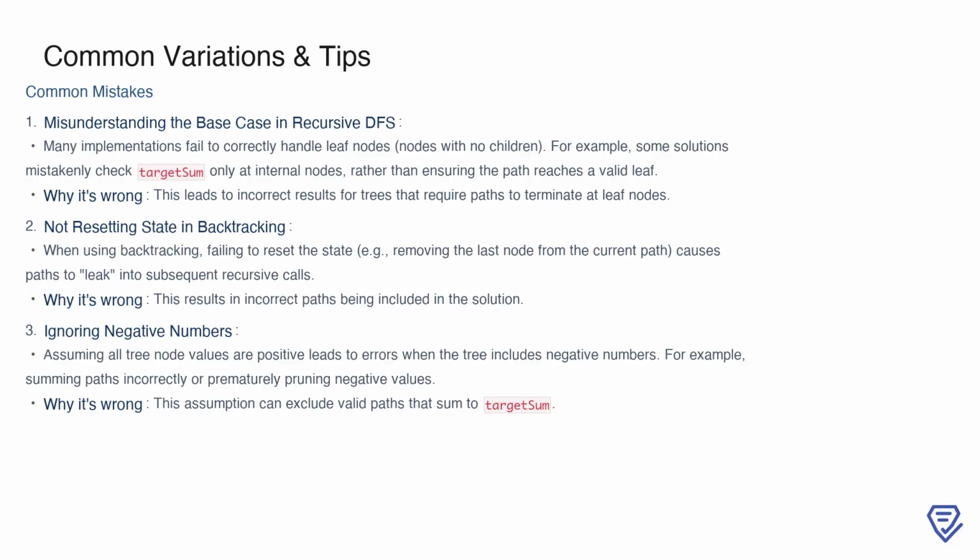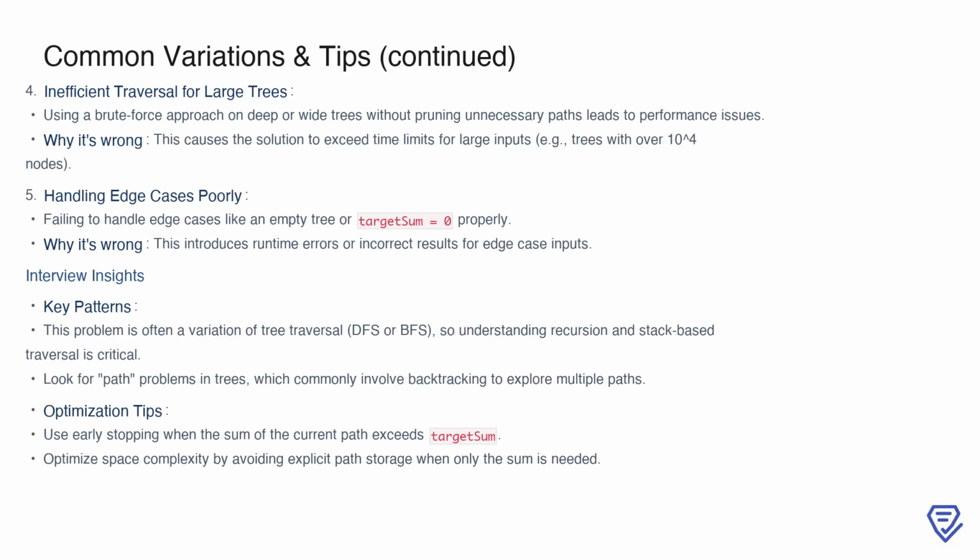Additionally, some people ignore negative numbers, assuming all node values are positive. This can lead to errors, such as summing paths incorrectly or pruning paths prematurely when negative values are involved. It's important to account for both positive and negative node values to avoid excluding valid paths that sum to the target sum.